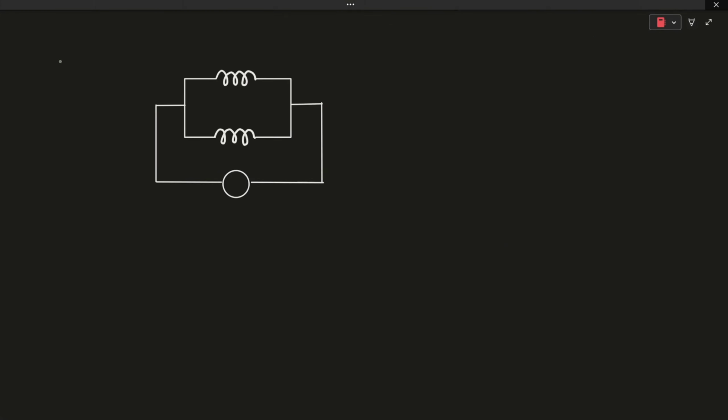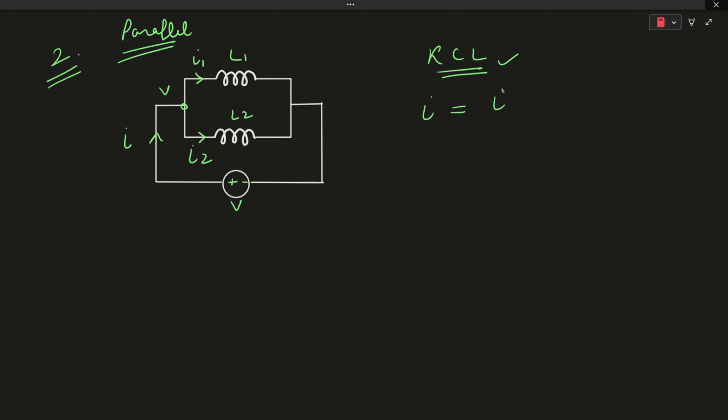In the second case, when the two inductors are connected in parallel, let's say this is inductor L1 and this is L2, and they are connected across a DC supply of V volts. Since these two inductors are connected in parallel with the voltage source, the voltage across each will be V. Let's say I is the current flowing, I1 is the current flowing through the inductor L1, and I2 is the current flowing through the inductor L2. According to KCL, I is equal to I1 plus I2.